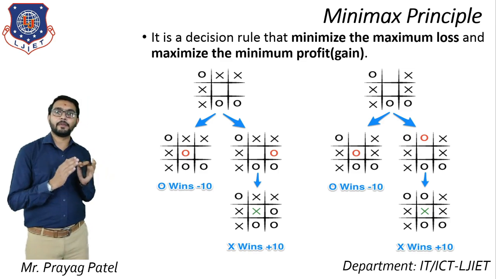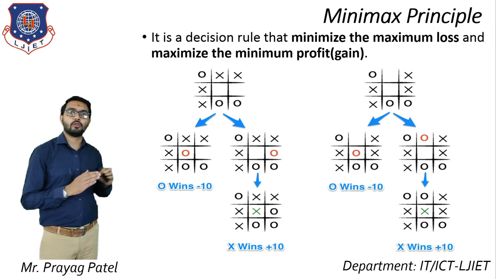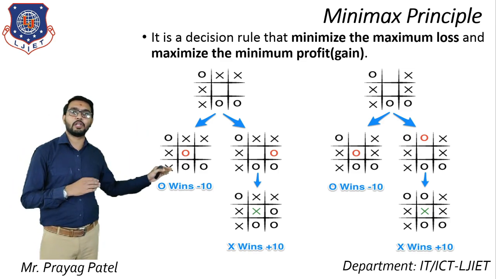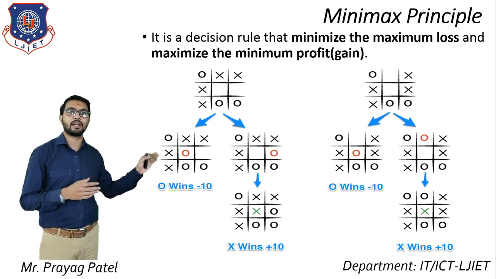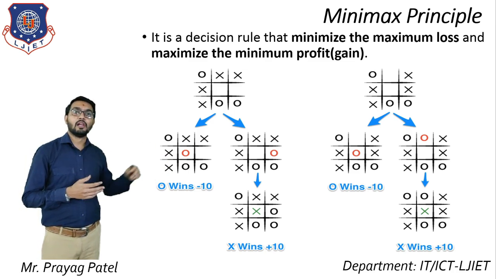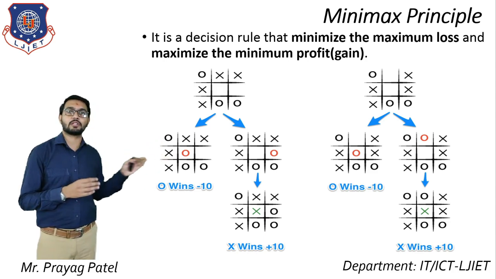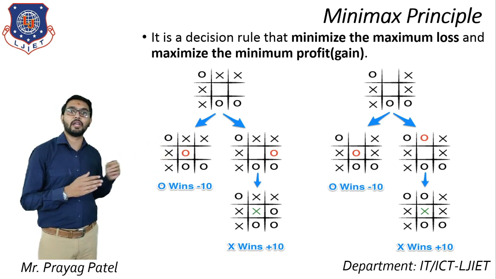Now if the next player is 0, then consider the 0 player has 2 possible ways to put the 0. So consider these 2 ways as your next step. After that, consider the second step. Here, consider the first possibility as a 0 winning possibility.